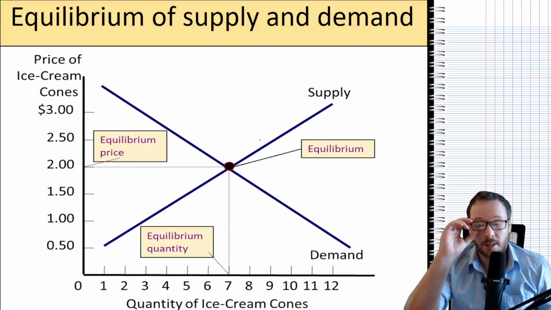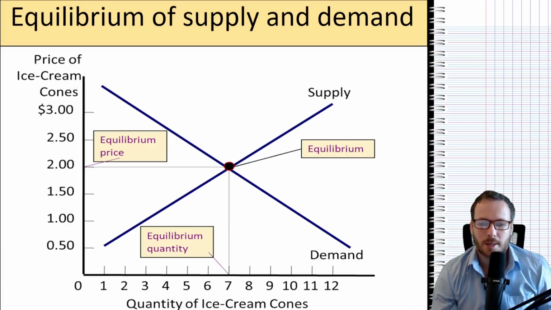So here it is on the graph. Let me just quickly explain the graph again. On the bottom, we have quantity of ice cream cones, okay? The number of ice cream cones that are in the market. On the y-axis here, we have the price of ice cream cones. So we've got our number of cones in the market and our price. Now we have our two lines, if you remember.